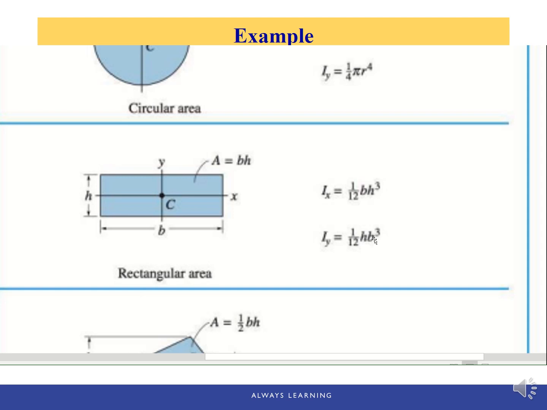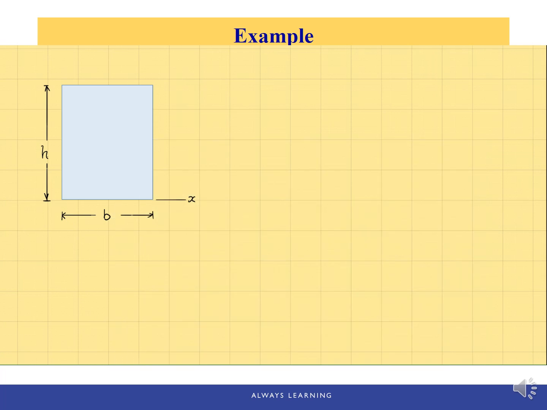So again, you just need to remember that b is the side that is parallel to the axis, and the other side will be to the third power. So again, for y it will be h times b to the third power. Okay, now let's take a look at one example.